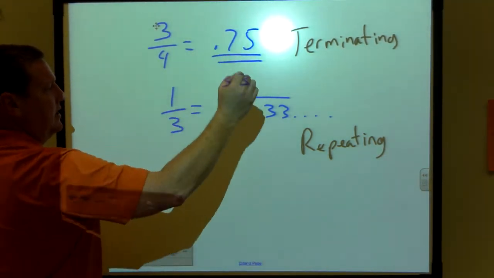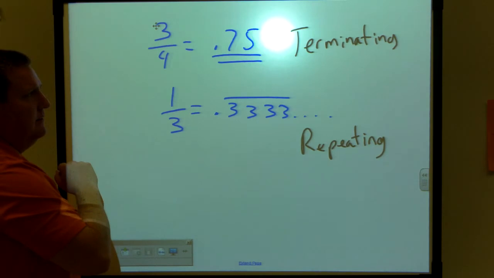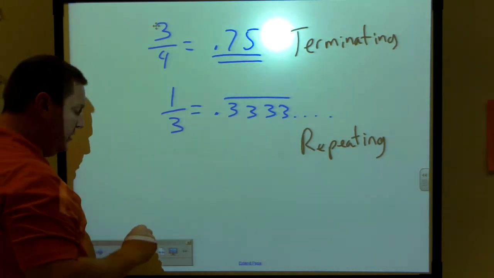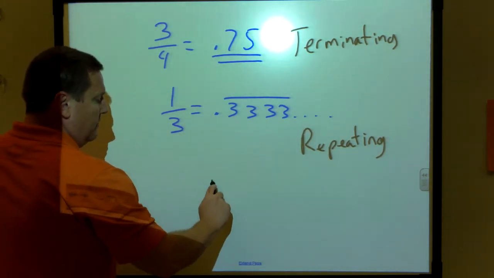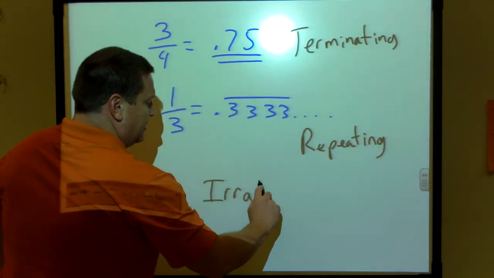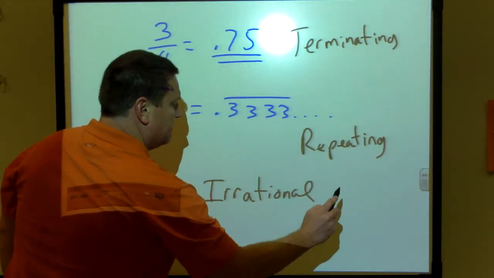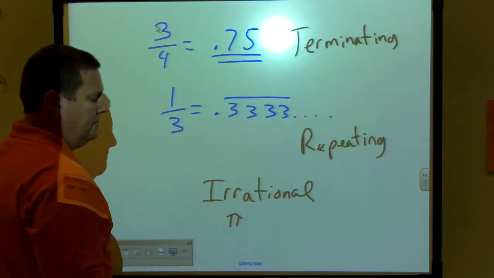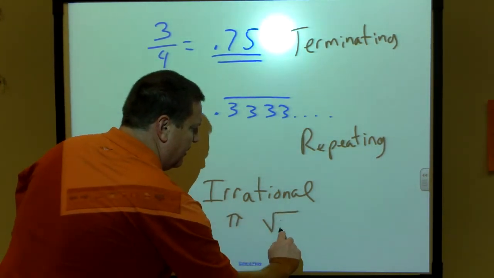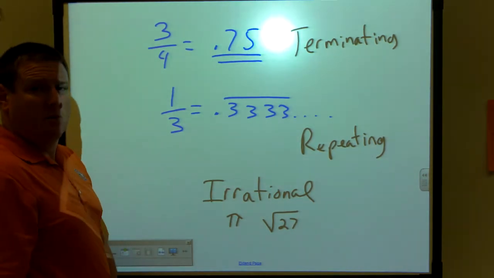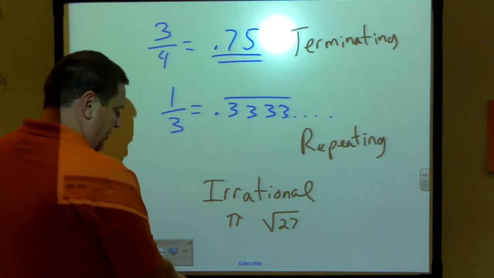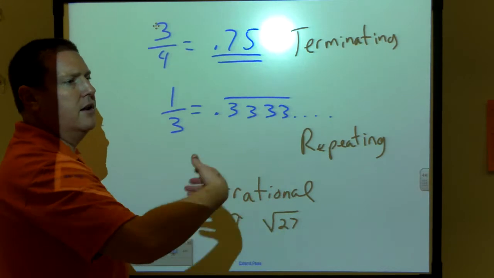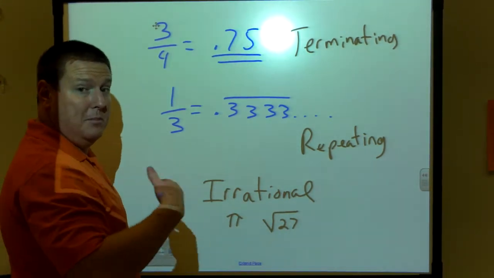If it does not terminate or does not repeat, if it doesn't do either one of them, it's not called rational. It is then referred to as irrational. And examples of irrational numbers could be pi, or the square root of any number that is not a perfect square. These numbers continue on and on and on forever without repeating.